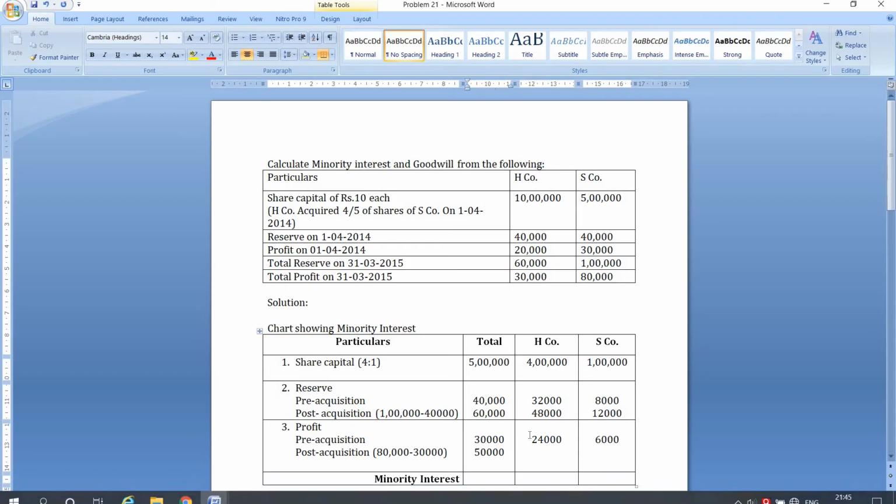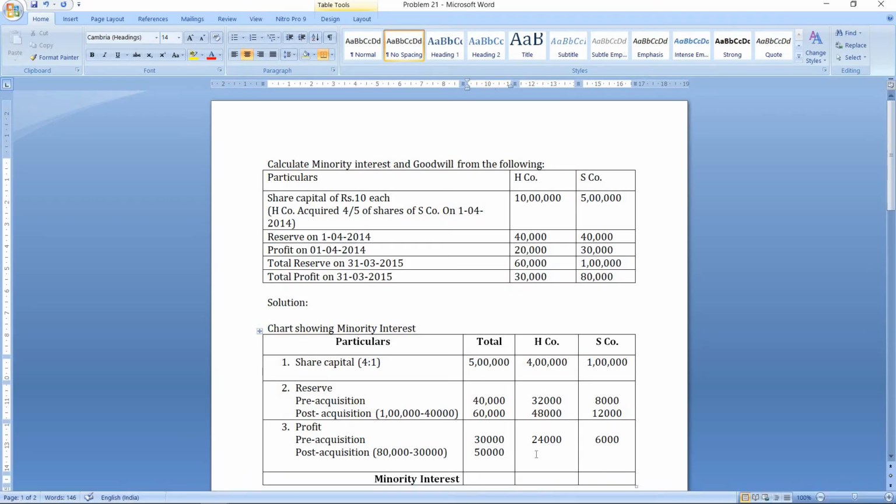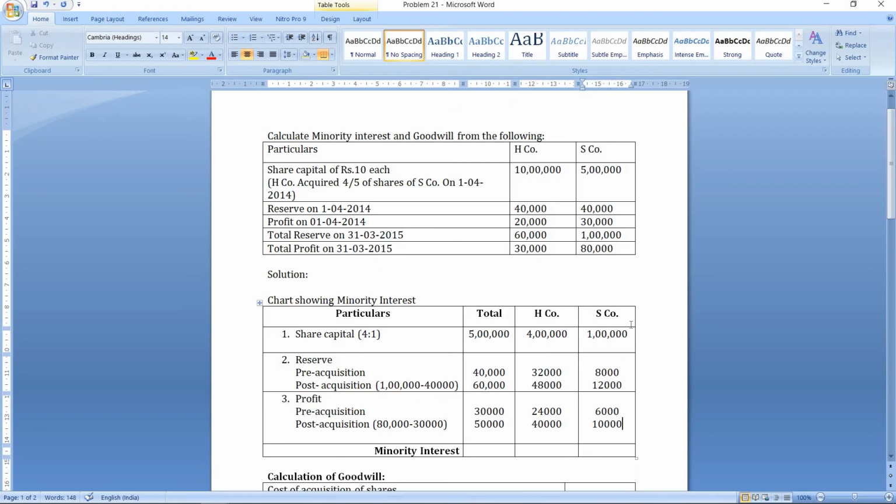Now this 50,000 we have to divide between H company and S company. So 50,000 into the ratio, that is 4 divided by 5, will be 40,000 for H Limited and the remaining 50,000 into 1 divided by 5, 10,000 for S Limited. No other information is given, that is increase in the value of fixed asset or decrease in the value of asset or loss. There is only profit. So what we have to do is make the total of the last column. The total of the last column will be our minority interest.